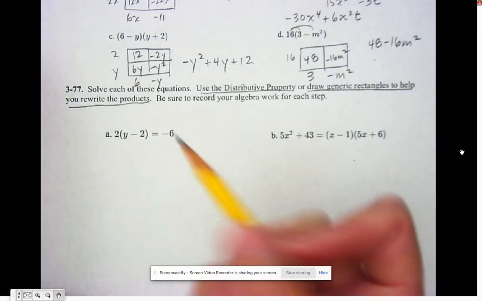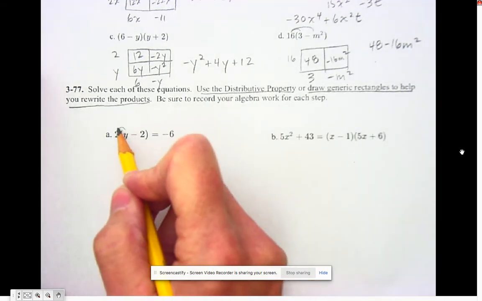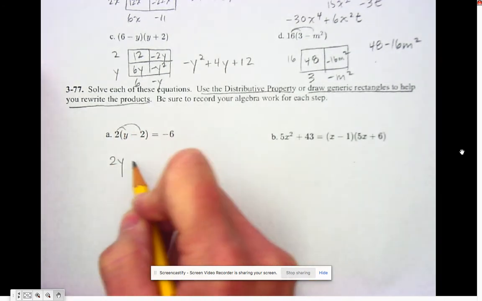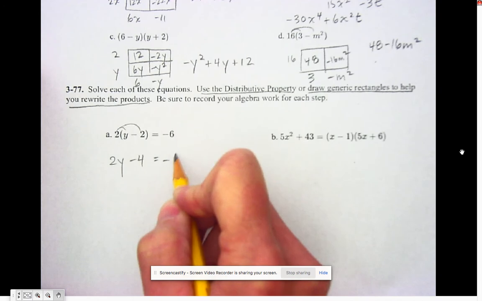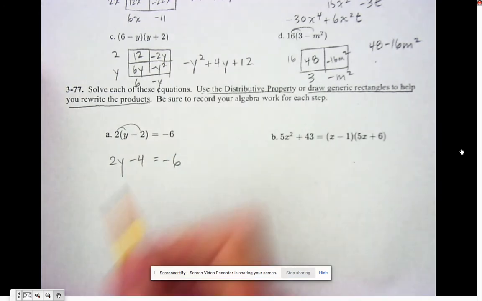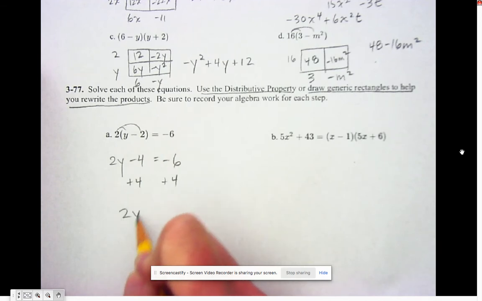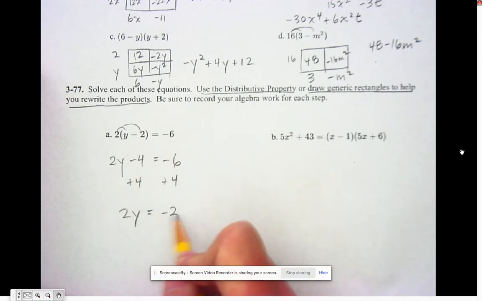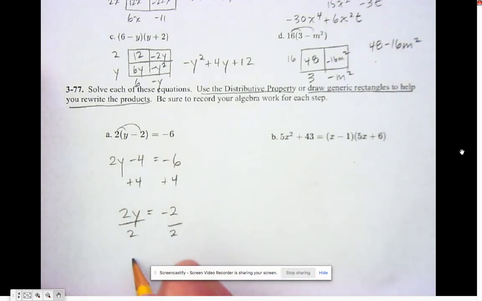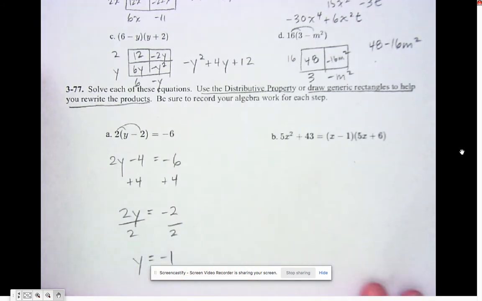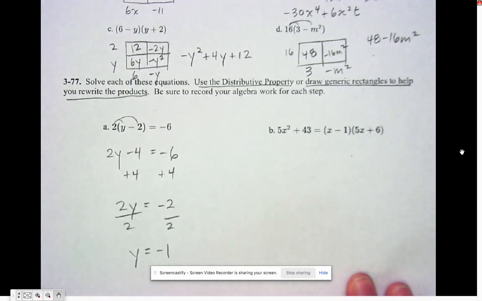All right, did you start with the distributive property? So I've got 2y minus 4 is equal to negative 6. I'm going to try and isolate the y. I'm going to add 4 to both sides. So 2y is equal to negative 2. When I divide by 2, I get y is equal to negative 1. Okay, let's try B.